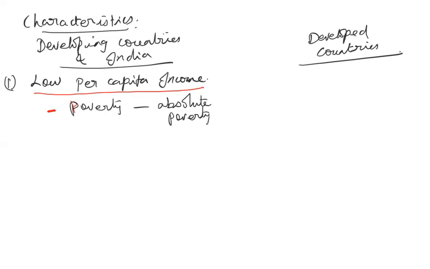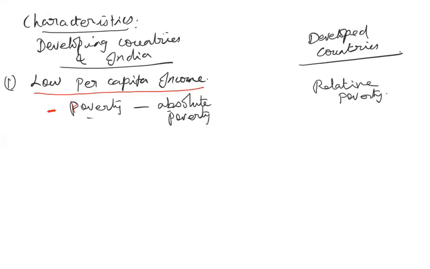But the developed countries come under the category of relative poverty. Relative poverty is where one person might be able to meet their minimum requirements, but compared to another person, they are relatively poor. So it is not that they are absolutely poor, they are relatively poor. That is the kind of poverty between the developed countries and the underdeveloped or developing countries. One of the main reasons for absolute poverty in all the underdeveloped countries is the very low per capita income these countries fetch.